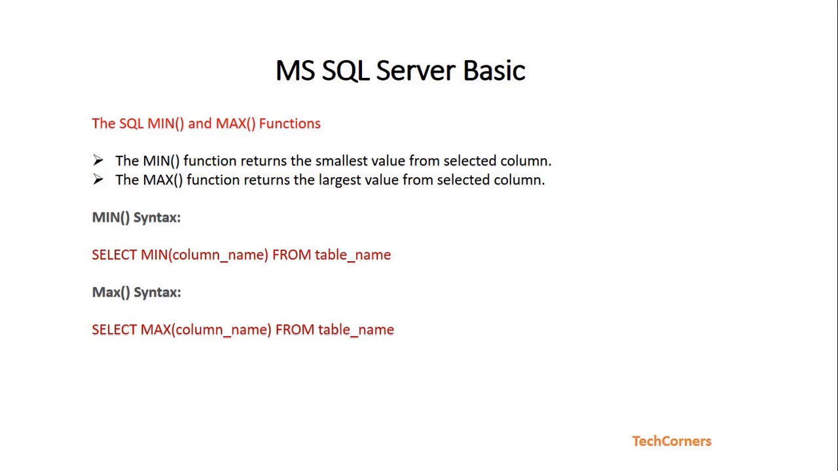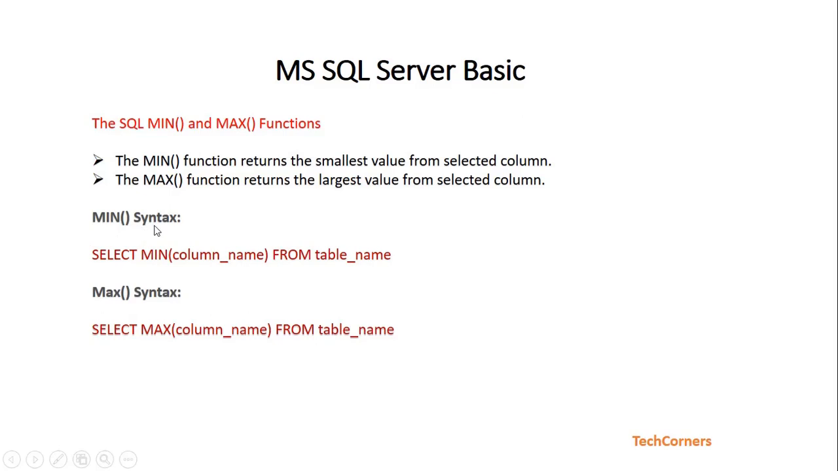In this video, we'll learn the use of min and max function. These are system-defined functions. So the min function returns the smallest value from the selected column, whereas the max function returns the largest value from the selected column.